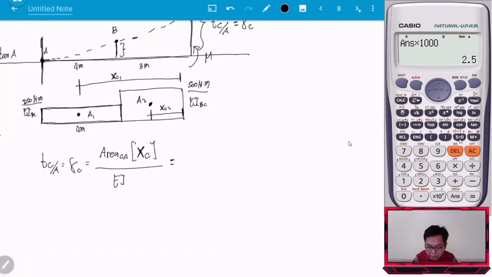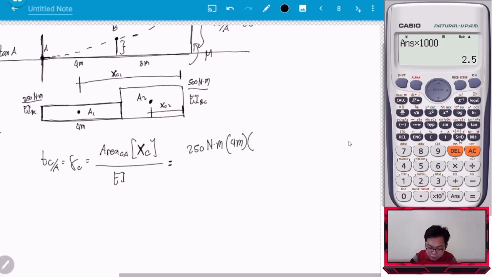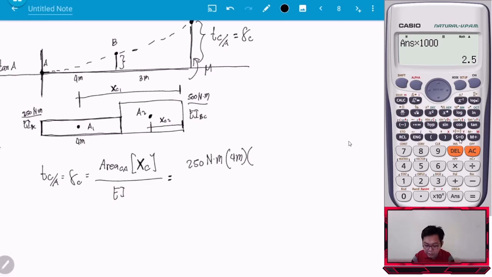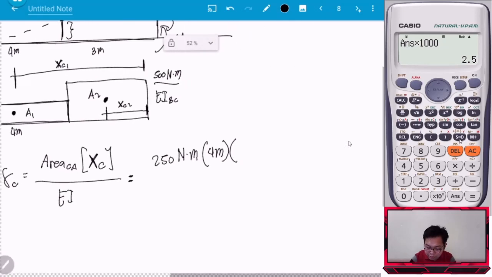So, this will be equal to the area from A to C. Dalawa yung area, no? I'll try to consider the first area muna. We have area 1 na 250 Newton meter multiplied by 4 m. Yan yung area 1. And then, ano yung XC1? From the figure, that is actually 2 plus 3. Tama, no? 2 plus 3. Again, check nyo yung figure natin. Ano yung value ng XC1? That is actually 2 plus 3 or 5 meters. Ilalagay ko na lang dito agad na 5 meters.